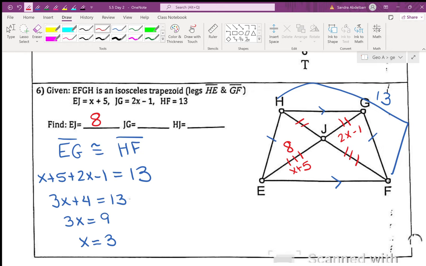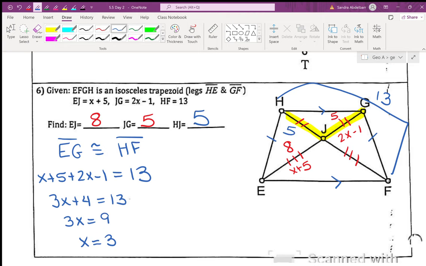What about JG? How long is that going to be? 5. And the last thing we want to do is we want to find HJ. Well, which segment is HJ congruent to based on that little loophole I told you about the diagonals? Good. HJ has to be congruent to GJ. So if GJ is 5, HJ is also 5.